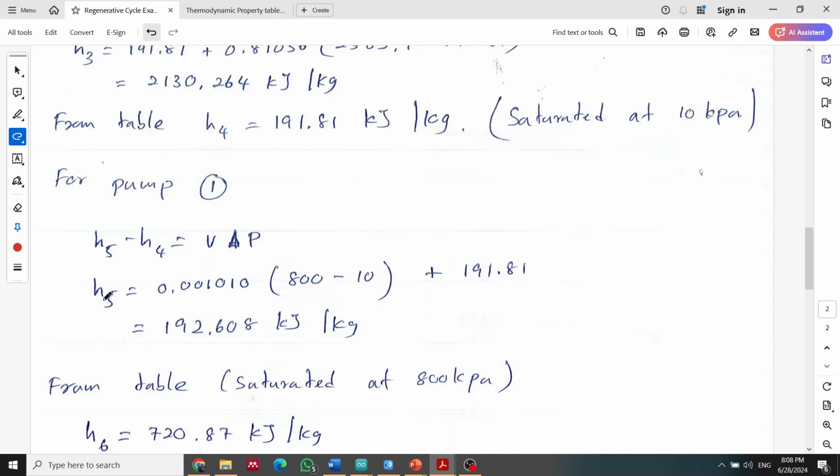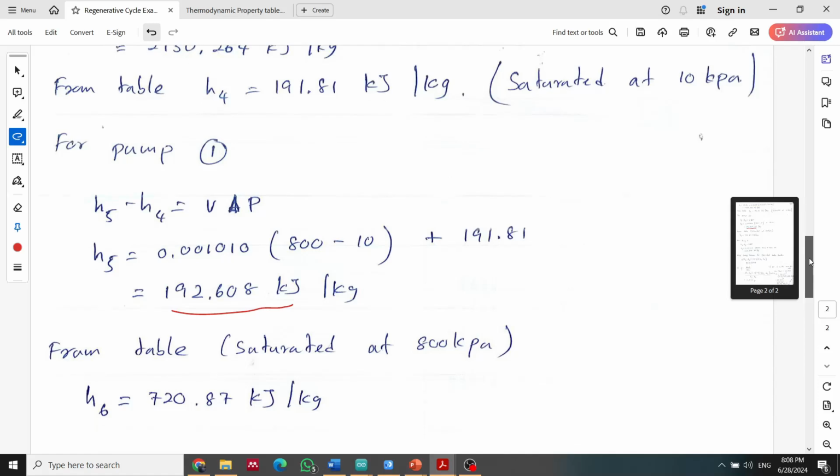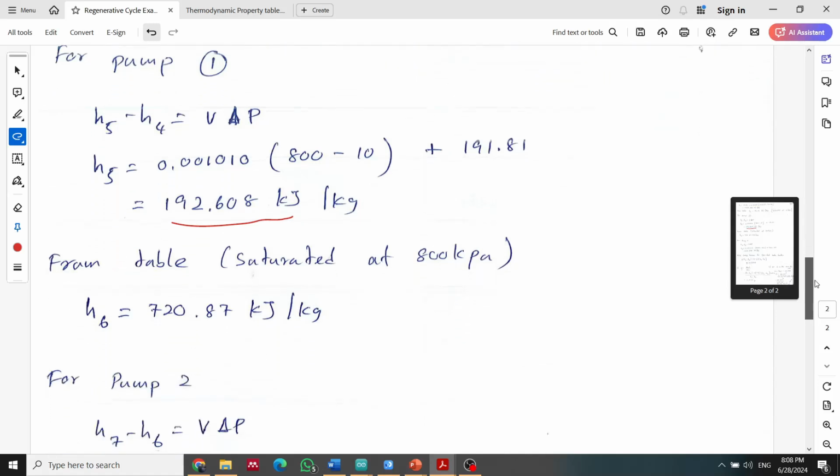Then again we can say H5 equals this times plus the H4 value. So this is the H4 value, V delta P plus H4 equal to H5. Then you can figure it out like that, 192.608. So H5 is known. Therefore we can move on to H6, right?